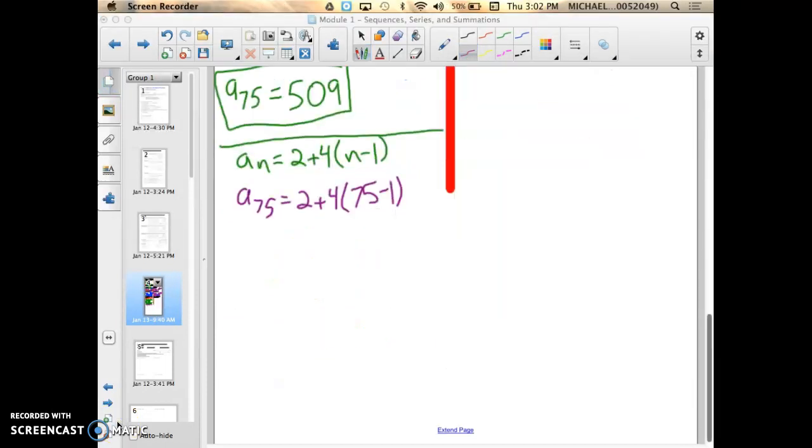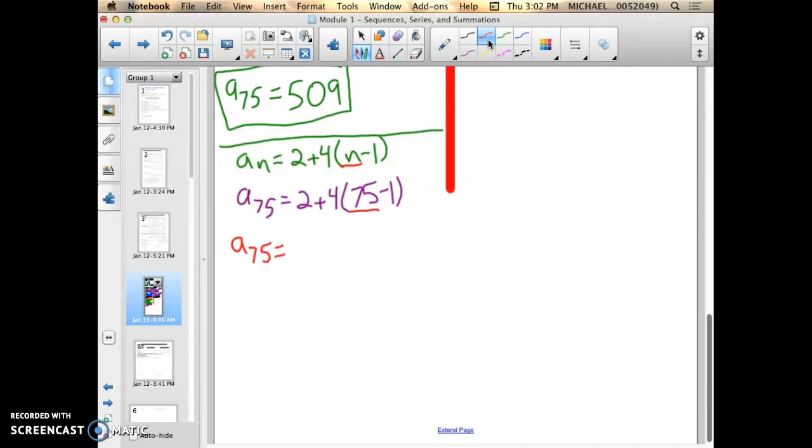If you see, all I did was replace n with 75, the term I want to find out. And I found that a sub 75 equals 298. Hopefully you got 298 for your answer. If not, please check with a neighbor or raise your hand and I will come over and check your work as well.